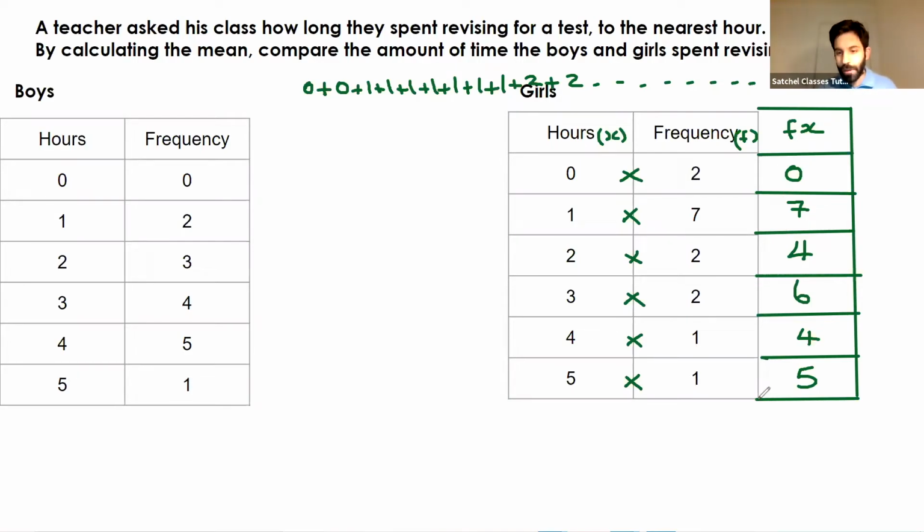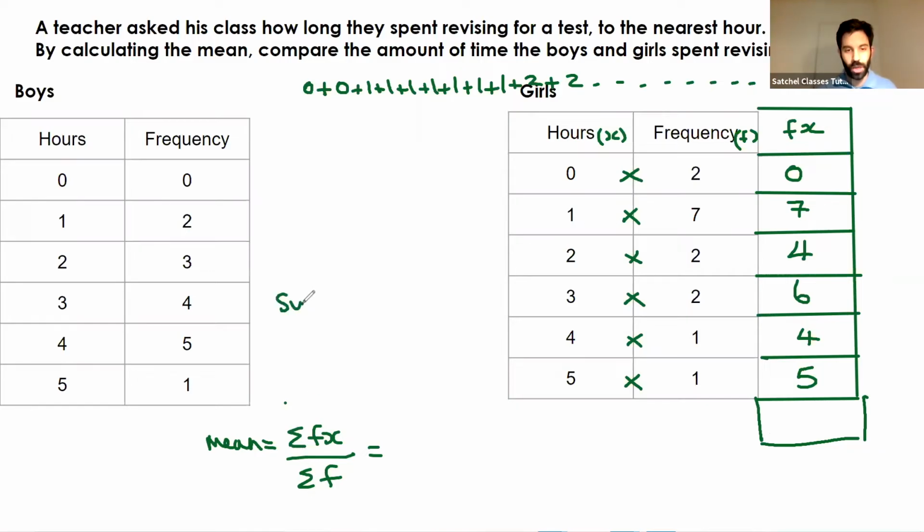So now the sum of fx is going to be, so we said mean is equal to the sum of fx over the sum of f. This sign here just means sum, and sum means total. So sum is equal to total. And the sign for sum is this sign over here. So the sum of fx is going to be 7 plus 4 is 11, 11 plus 6 is 17, plus 4 is 21, plus 5 is 26.